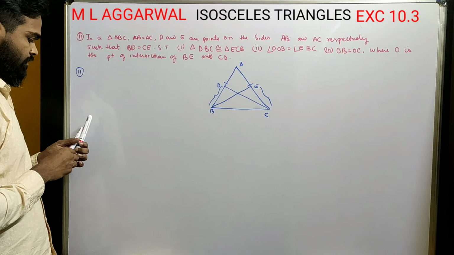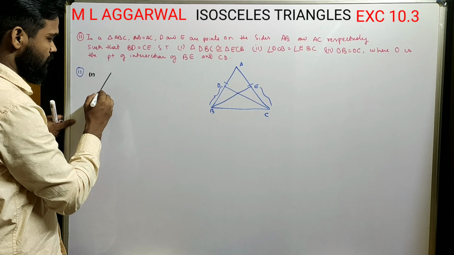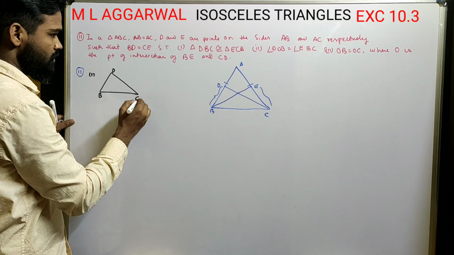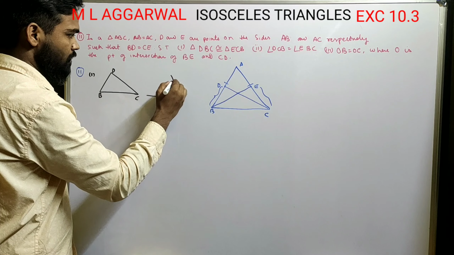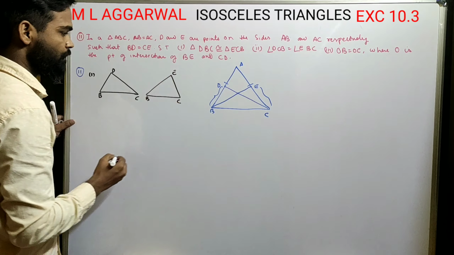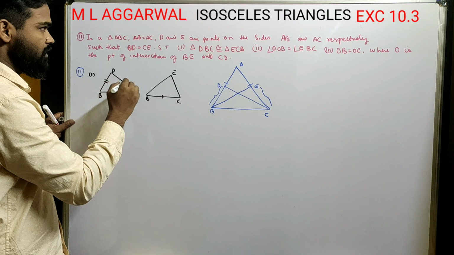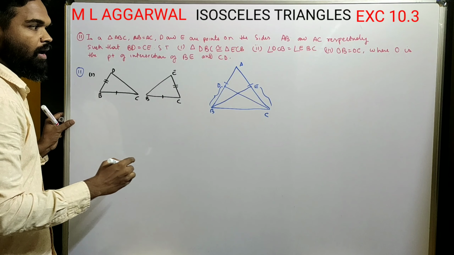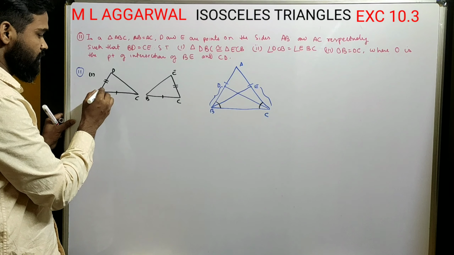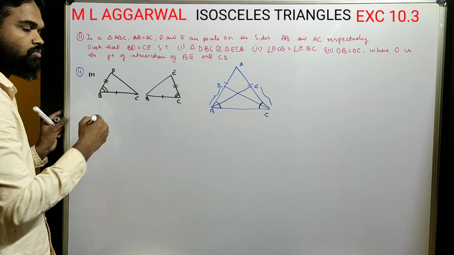We'll do the first part. First, let us break this into two triangles. Look at DBC and look at BCE. BC is equal to BC, that's the common side. BD is equal to CE, they have already given. And in triangle ABC, if you look carefully, this angle and this angle are equal, which means these two are congruent.